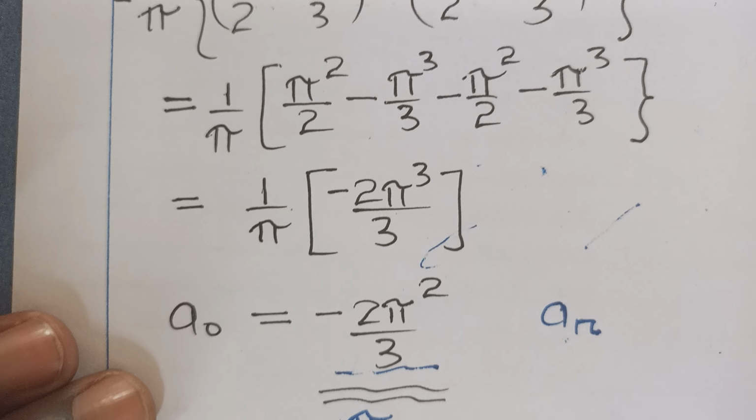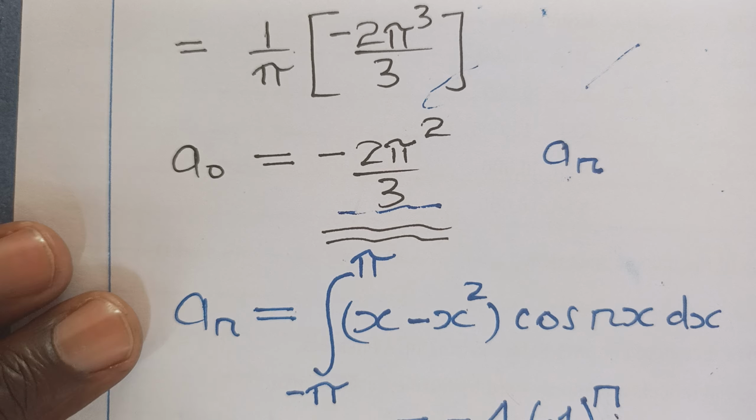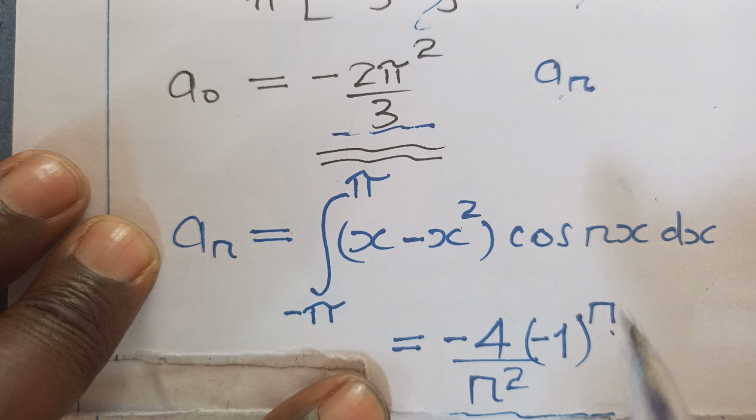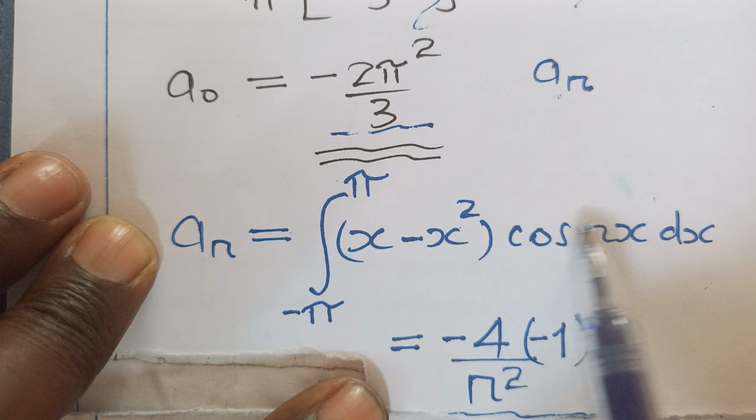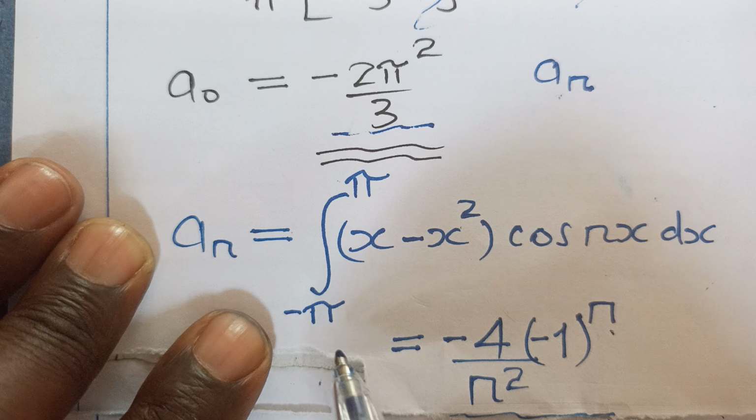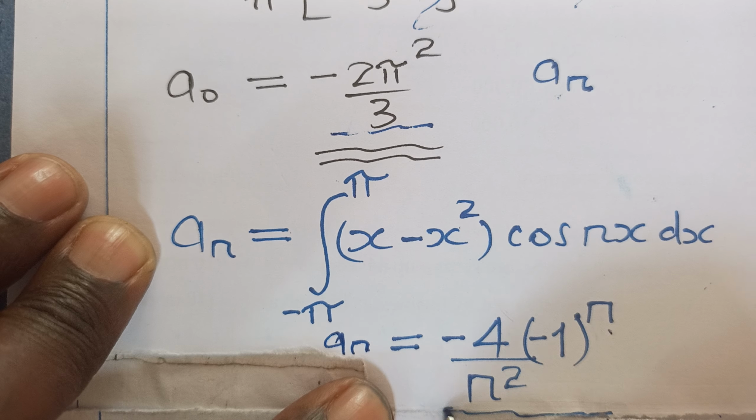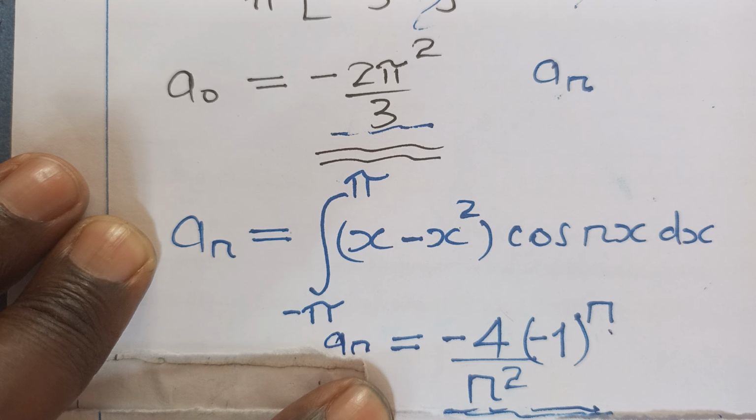Guys, we have the A0 now. For An, I had given an earlier video, and we were able to look at it. Our answer was actually negative 4 all over n squared minus 1, times n. You use this equation for An, and this was our answer. So An comes to that, and we should note A0 and An.